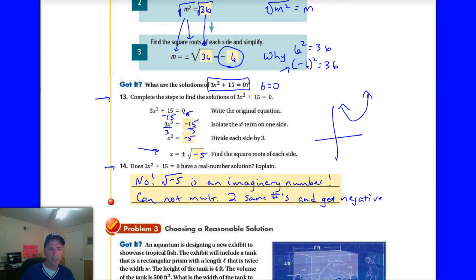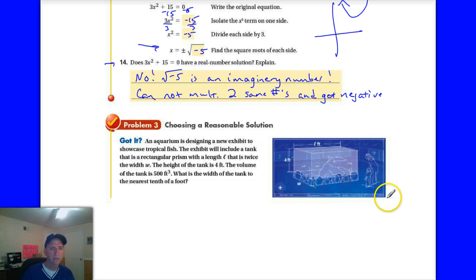So let's take a look at this application right here, choosing a reasonable solution. Here's an aquarium. This aquarium is designing a new exhibit to showcase tropical fish, and the exhibit will include a tank. This tank is a rectangular prism, which is valuable to know, with a length L, and the length is twice the width W. The height of the tank is 4. The volume of the tank is 500. What is the width of the tank to the nearest tenth of a foot?